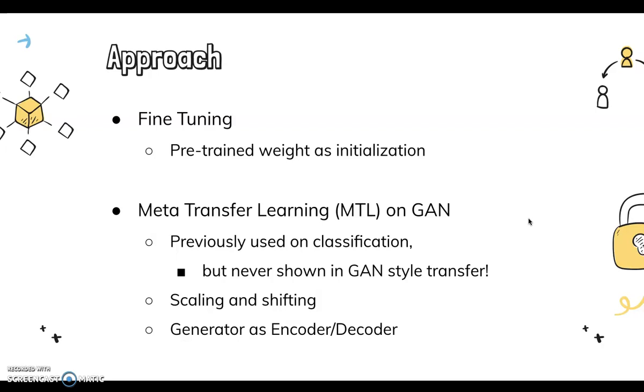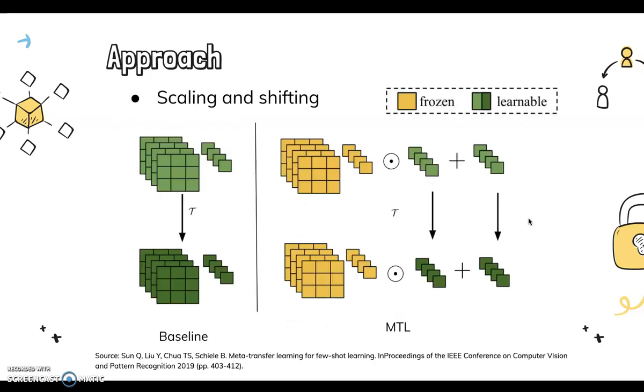MTL was previously used on classification tasks. To fit the problem well, we separate this method into two parts: scaling and shifting, and generator decomposition. Scaling and shifting is quite intuitive. Instead of training the whole network from the pre-trained initialization, we can assume that style B weights are obtained by scaling and shifting the pre-trained weights.